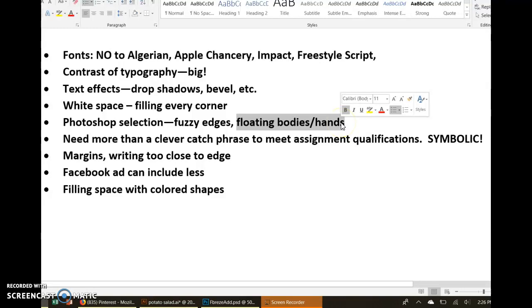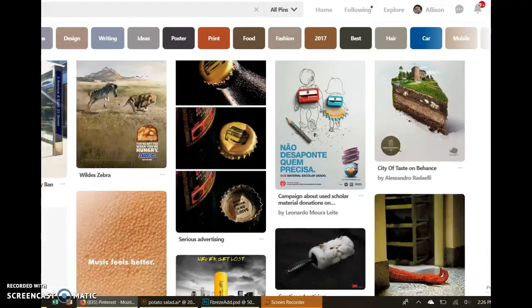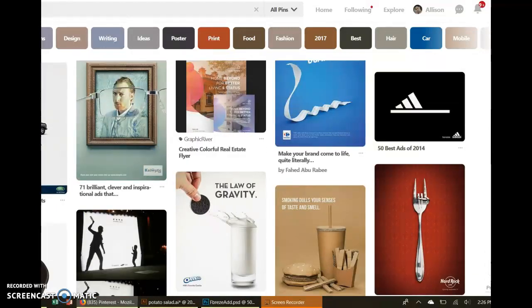If you have made a selection that involves a person being cut off or a body part being cut off, it needs to continue off the page. Okay, I don't want to see it ending on the page. Let me just glance down here and see if there's any good examples of this. Yes, bam, look at this.